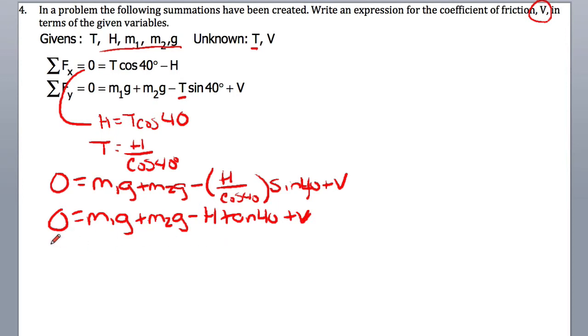So if I put the v over here, then when I move everything to the other side of the equation, it's going to flip all their signs. So that minus h tangent 40 becomes positive h tangent 40. The positive m2g becomes minus m2g because I'm moving it to the other side. And the m1g becomes minus m1g. So there we go. An expression in terms of my givens, and it doesn't include t, and of course it has v on one side of the equation, which is what's being asked for.